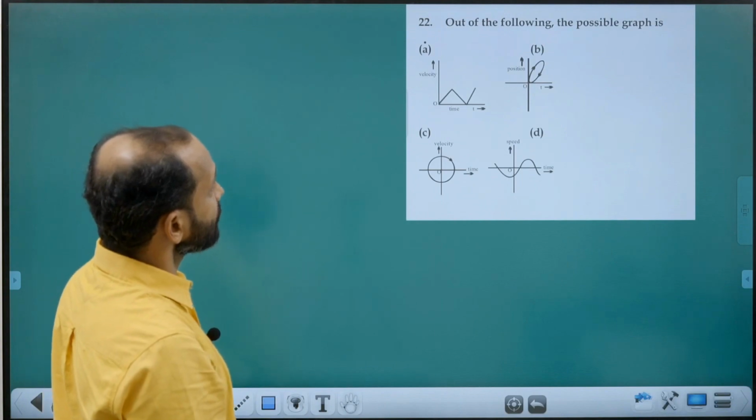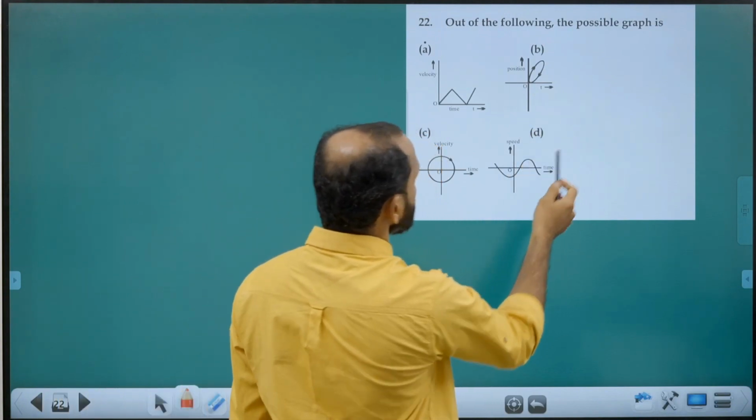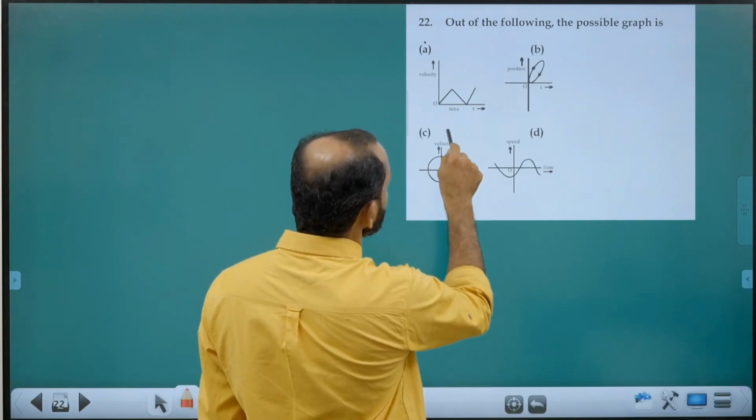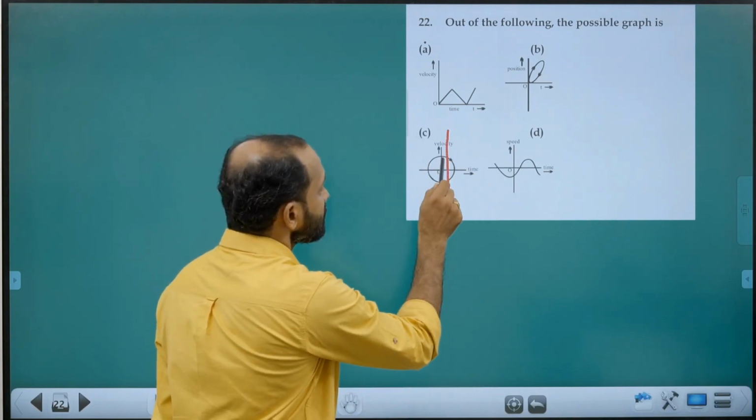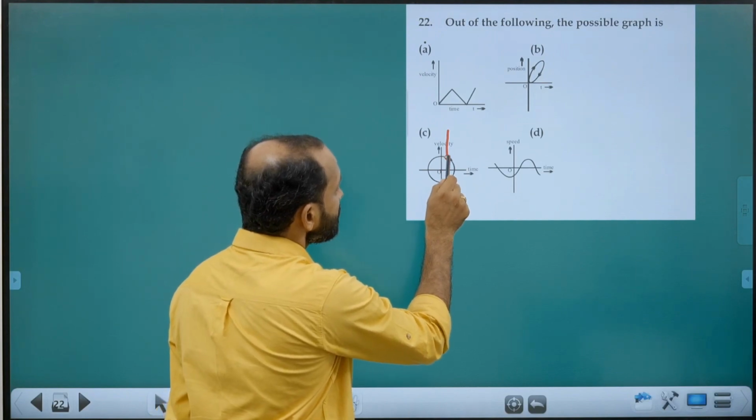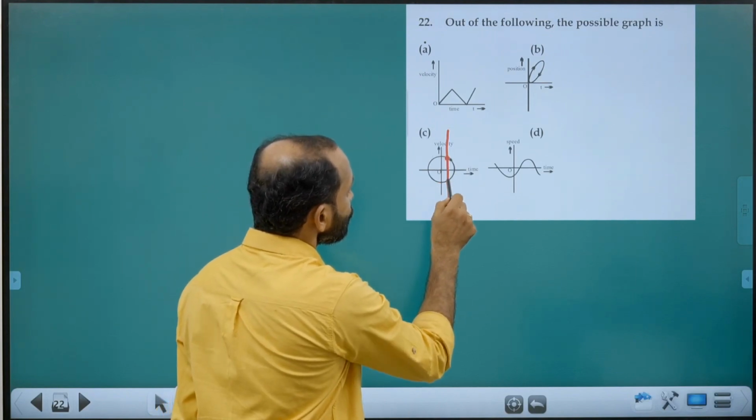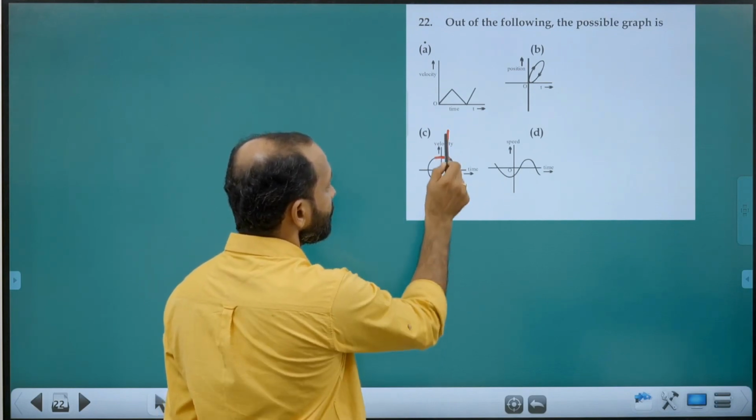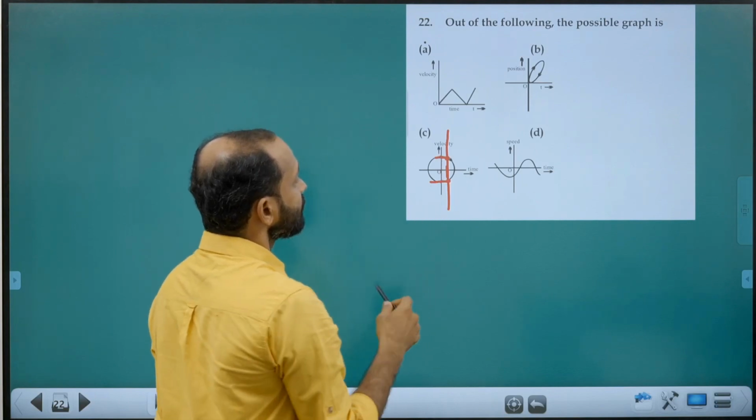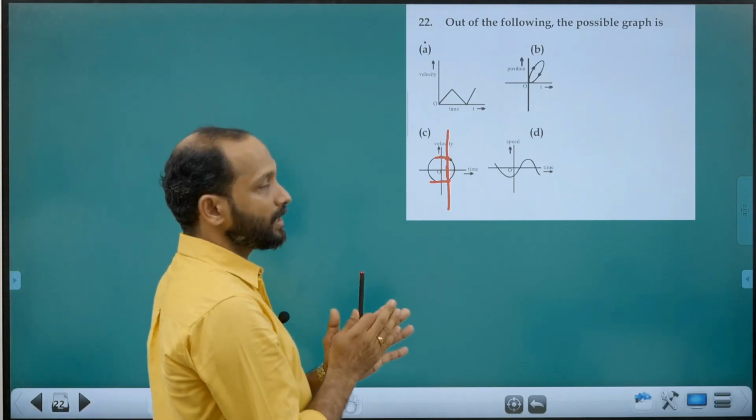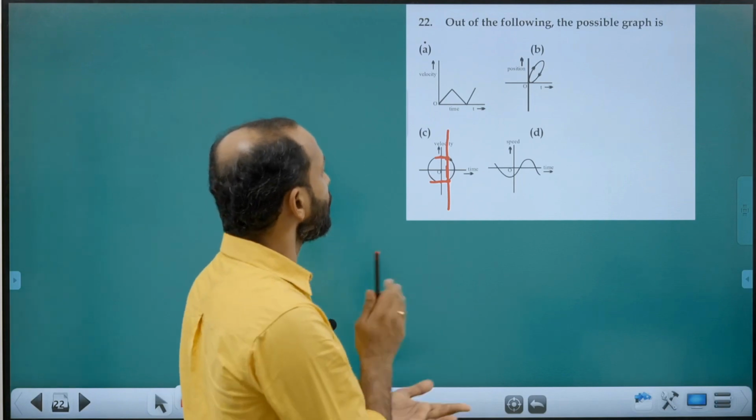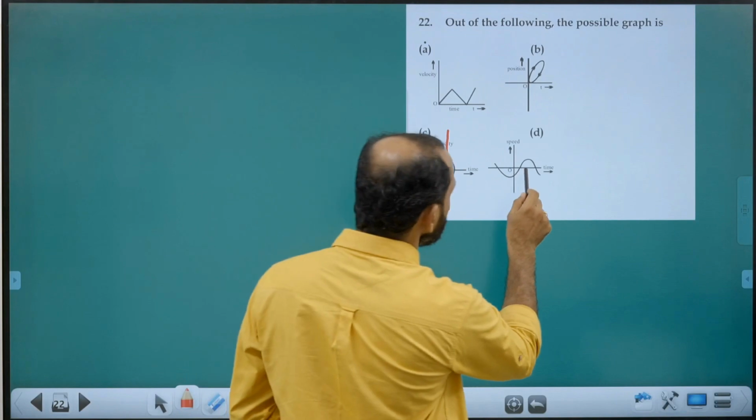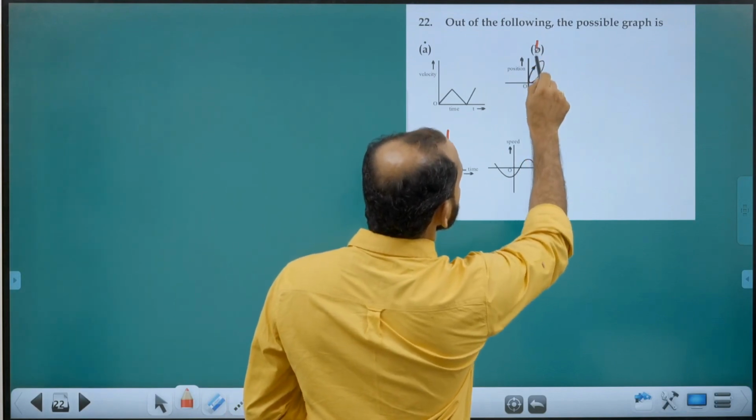22. Out of the following, the possible graph is. To check whether a graph is possible or not, you draw a perpendicular to the time axis. You can see here this graph meets it at 2 points and you get two velocities at the given time. At a given time you get two different velocities. That is never possible. At a given instant of time, velocity cannot have two values. That's why C is not possible. What about this graph? This one also you try like that.